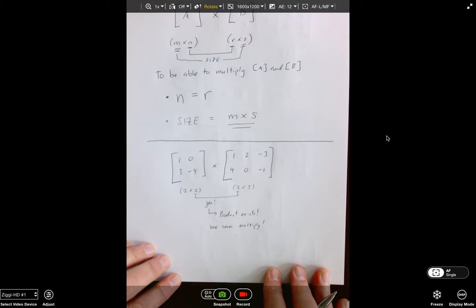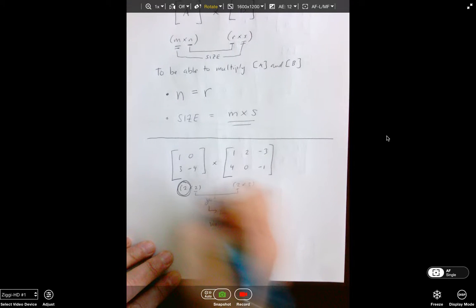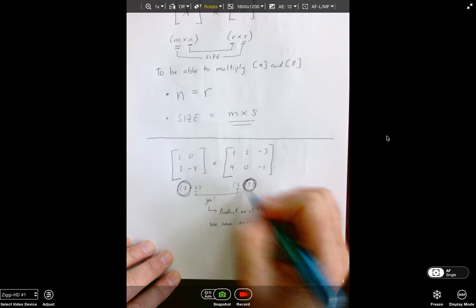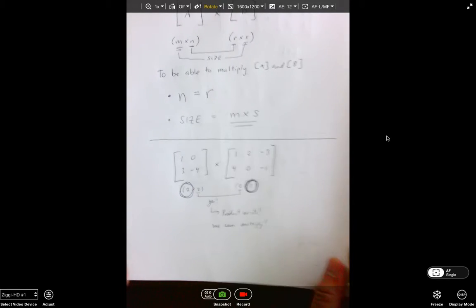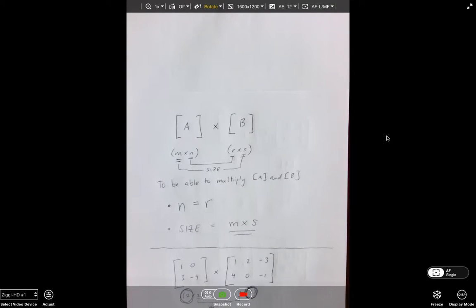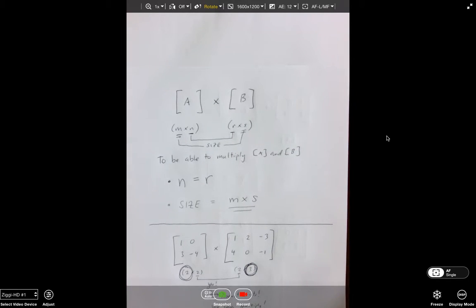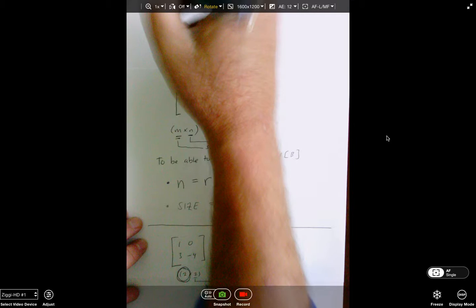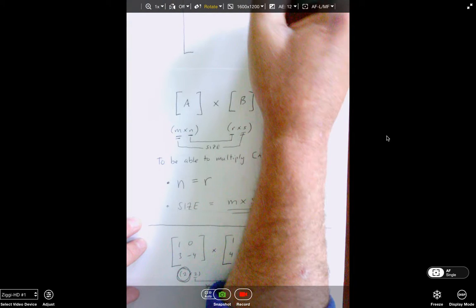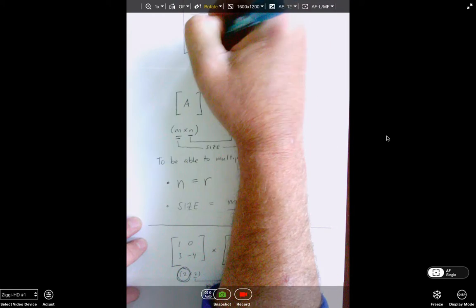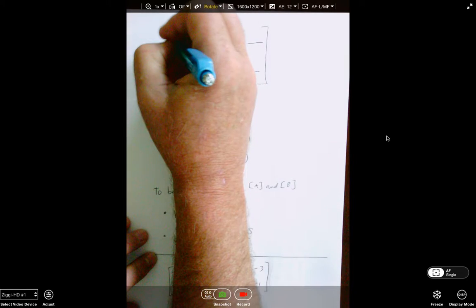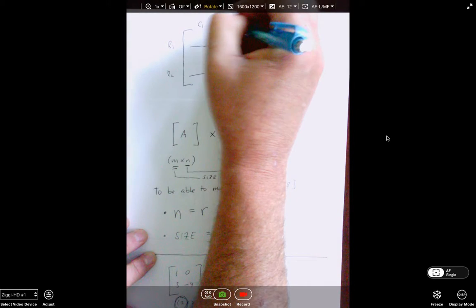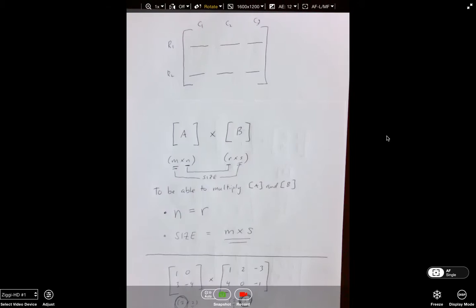Now, what happens is I concentrate on these outer numbers, and this tells me that my product matrix is going to have size 2 by 3. So I know that my product matrix is going to be a 2 by 3, so it's going to look like this. It's going to have 2 rows and 3 columns.